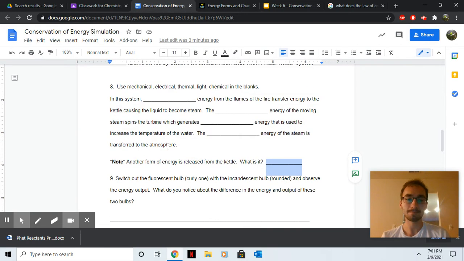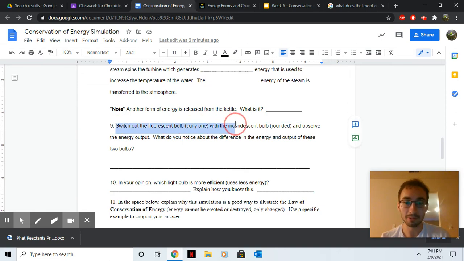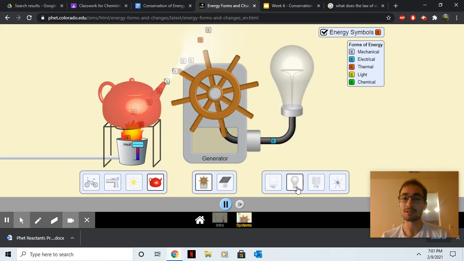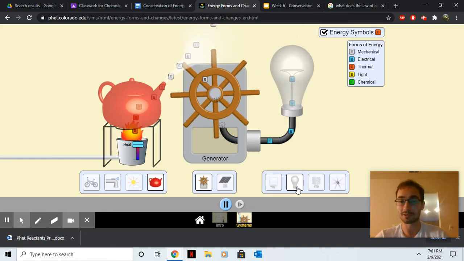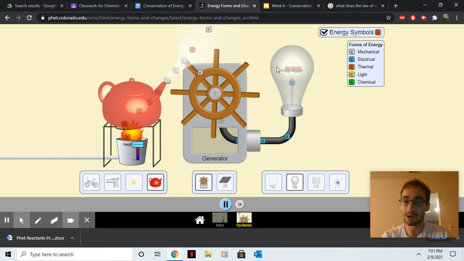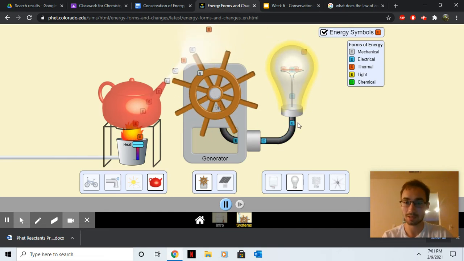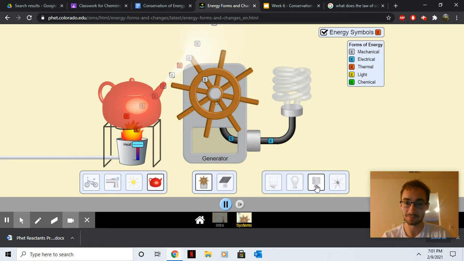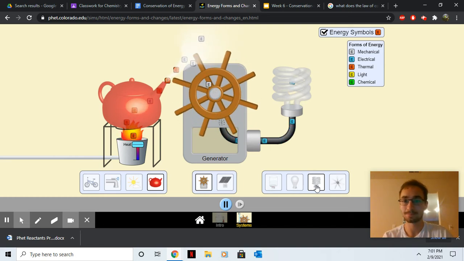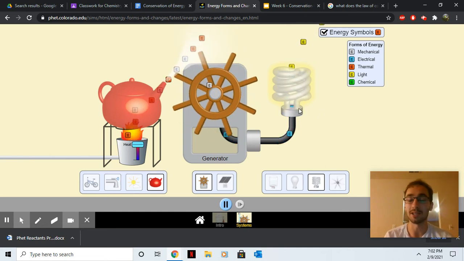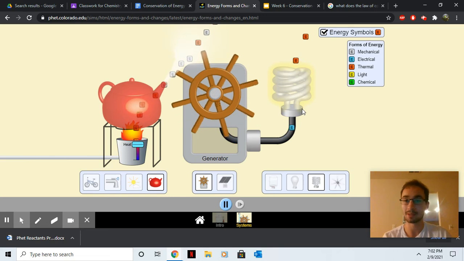All right. Number 9, switch out the fluorescent curly one, the fluorescent bulb with the incandescent bulb, and observe the energy output. What do you notice about the difference in the energy of these 2 bulbs? So this one, just change it. How much energy does this one produce? How much energy do you get out of this round incandescent bulb versus how much energy do you get out of this one? Out of this fluorescent bulb. Just watch the E's carefully. Which one is letting more out over time?